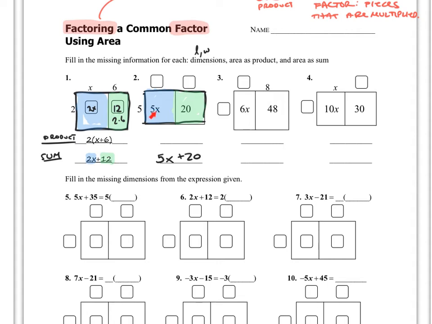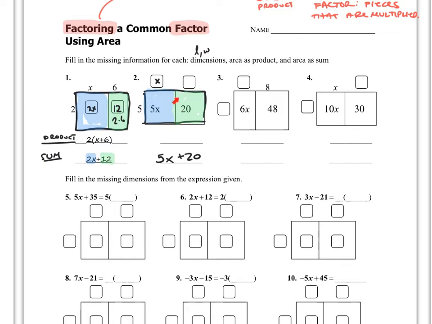The blue one is 5 tall, and to make 5x, it's got to be x across. So I have to ask myself, if the area of the blue rectangle is 5x, and the length is 5, what does 5 have to multiply by across to make an area of 5x? So the number that must go here is x.